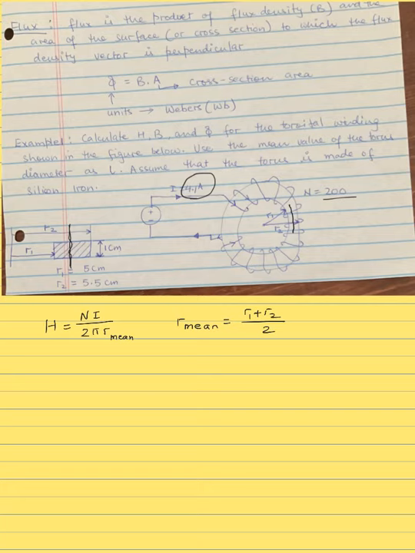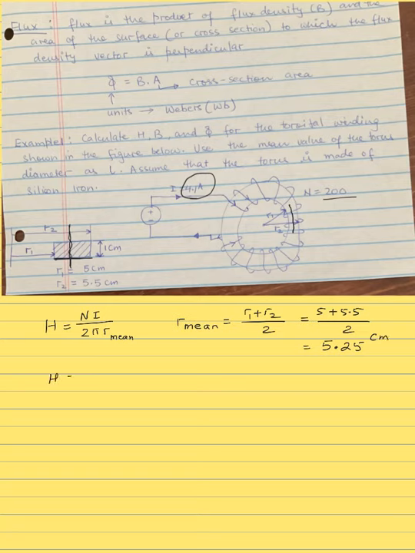So R1 is 5 and R2 is 5.5 divided by 2. Or you can say that this is 5, that's 5.5. So this width is 0.5 and half of it is going to be 0.25. And the distance we require is 5.25 centimeters.